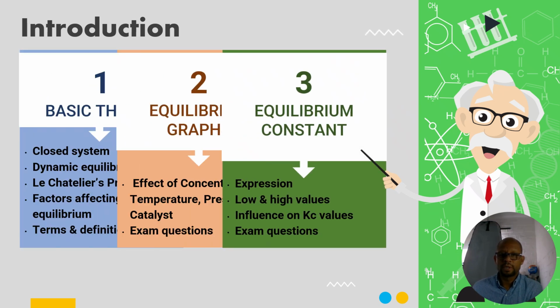And then the third part of this series is equilibrium constant, or Kc. And we're going to see and try to understand what the expression is all about. How can we have low values of Kc and influence those values, and how can we have high values and influence those Kc values? We also want to understand what are low and high Kc values, and then once again we'll look at exam questions.